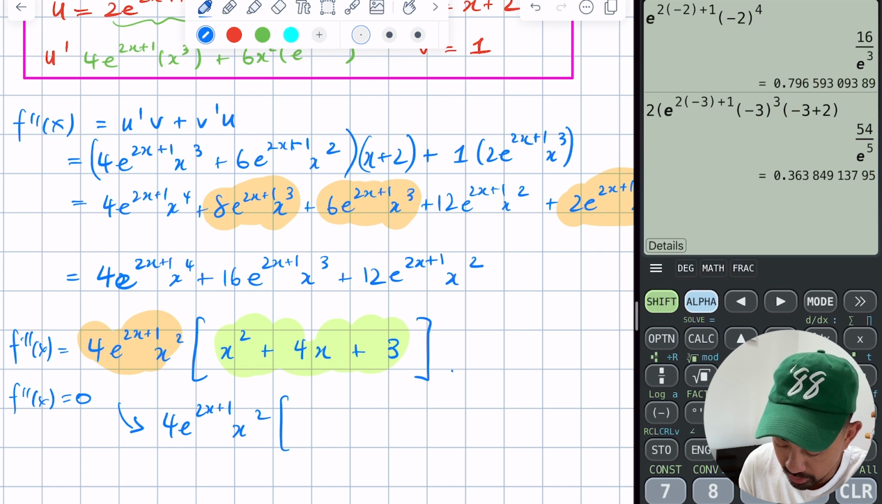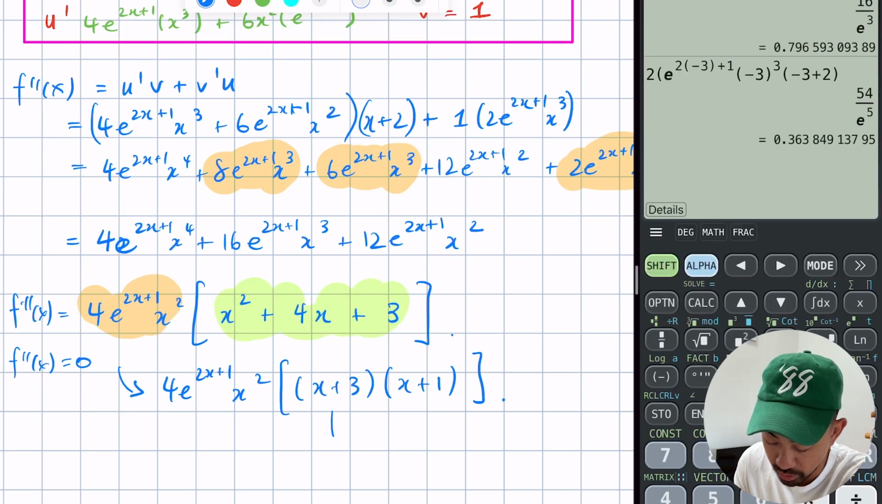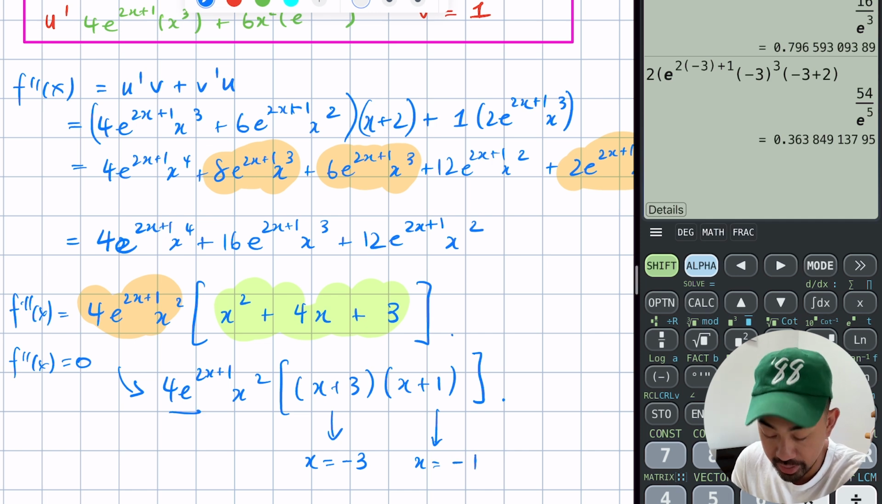So that should be x plus 3, x plus 1. And then when does it equal 0? Well, straight away, I know it equals 0 at negative 3 and at negative 1. Remember, e to the x is never going to be 0, so this one is going to be x to the 0.